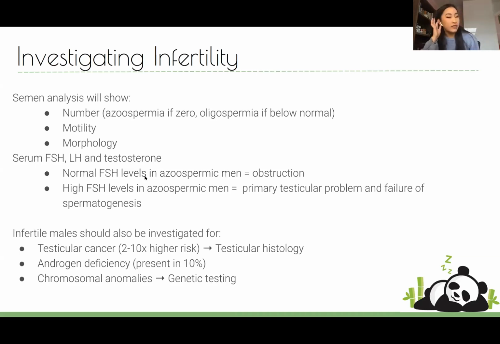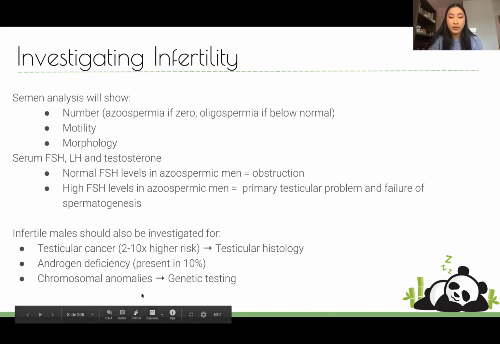So if you have normal FSH levels, it's probably an obstructive cause, because it would suggest that there is normal sperm production, but the sperm is just not making its way out. Whereas high FSH levels indicate that you have an actual primary testicular problem. So think back to hypergonadotrophic hypogonadism, where it's a primary failure, you get higher levels of your stimulating hormones to try to compensate. Infertile males should also be investigated for testicular cancer because it's a higher risk, and also causes androgen deficiency, chromosomal anomalies.